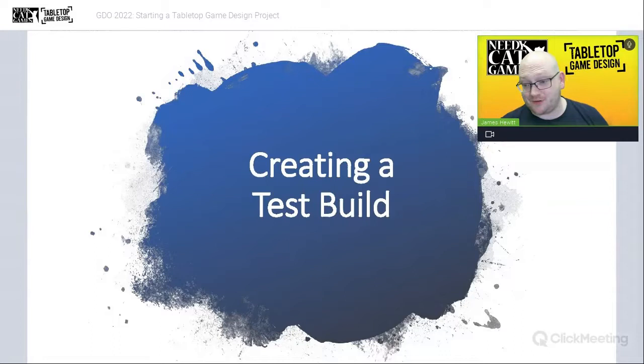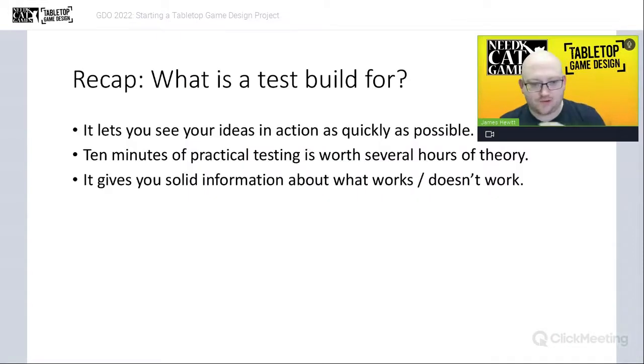Right, so creating a test build. So we've got our idea boards. We've taken our concept. We've spread it out across a load of idea boards. How do we now turn that into a thing which goes on the table? So let's quickly recap. What's test build for? Test build is about getting your ideas in action as quickly as possible.